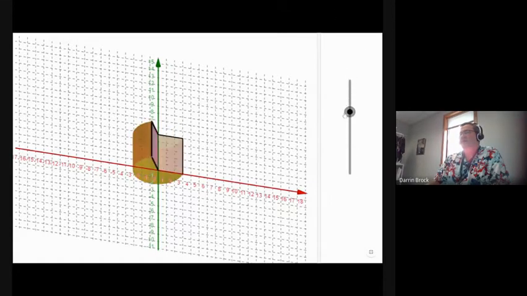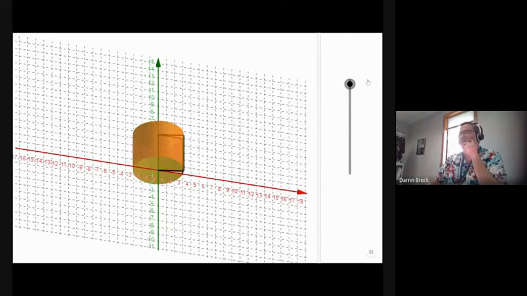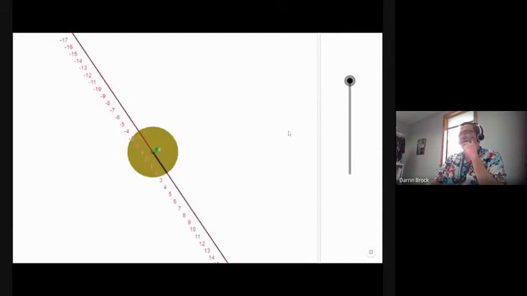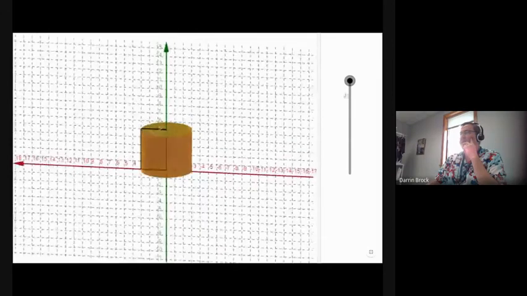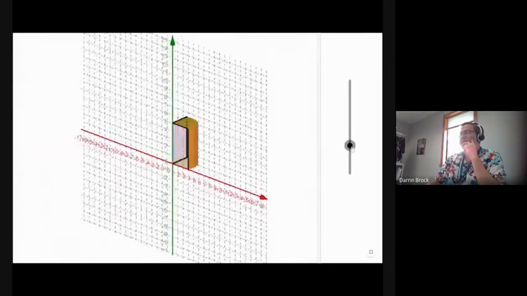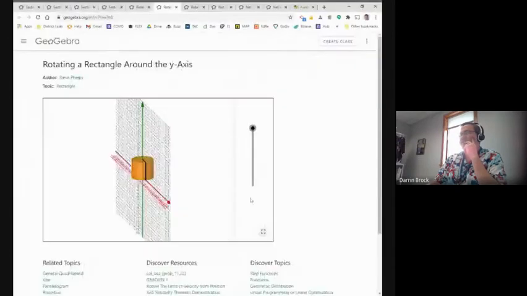As we rotate that around, it fills in. It's going to be the same diameter from top to bottom because the rectangle is the same width from one side to the other, all the way from the top to the bottom. And we make a cylinder. So there it is, a nice cylinder as we rotate that around. Fun toys to play with here.